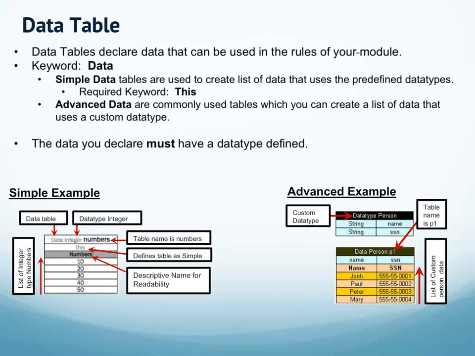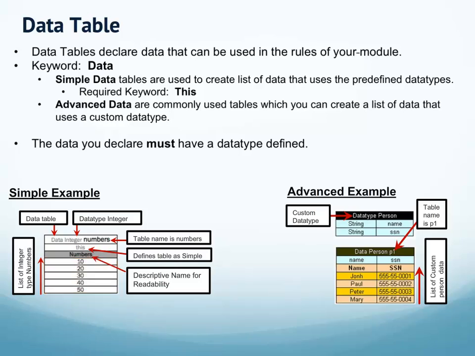In the header, we have the keyword data table. Then we have the data type, which is int for integer, and we'll discuss that in the next slide. Then we have the name of the table, which we named numbers. We then have in the next row that keyword that I told you was important, which is the word this. Then we have another row, which is just for descriptive naming purposes and readability, so analysts can read the table. And then directly below, we have the list of integers or the numbers that we want to use in our module, 10, 20, 30, 40, and so forth.